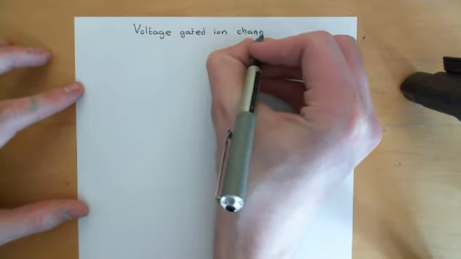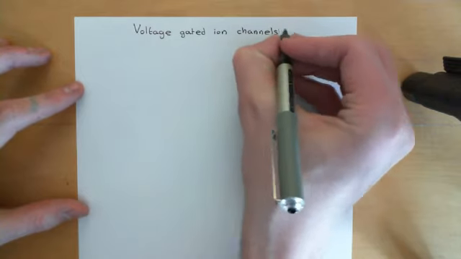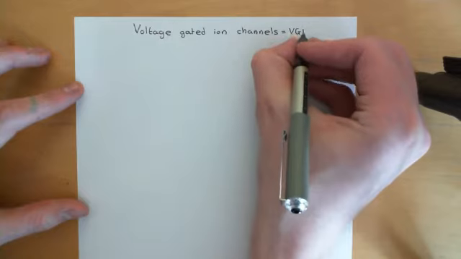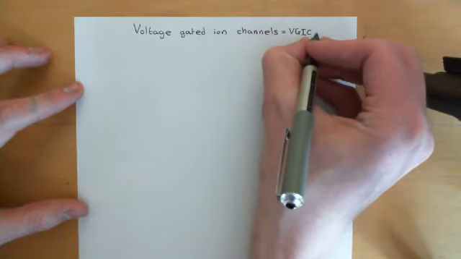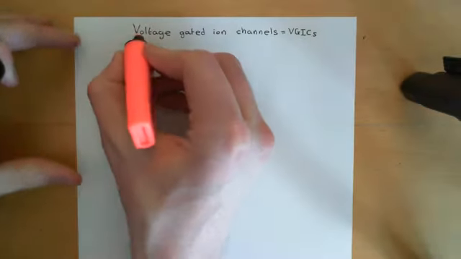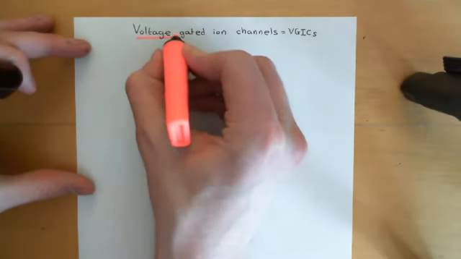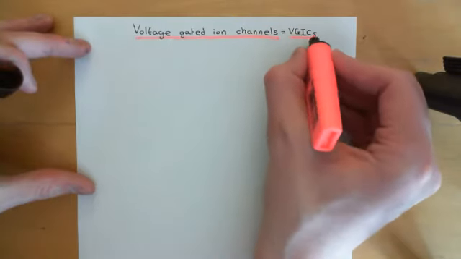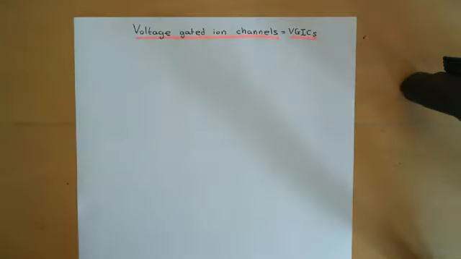Okay. So, for short, voltage-gated ion channels can be abbreviated down to VGICs. Okay, V for voltage, G for gated, I for ion, and then C for channels. Okay, and we'll be using that abbreviation often in this video. Okay, right, so let me start off by discussing the overall outline for this video then.